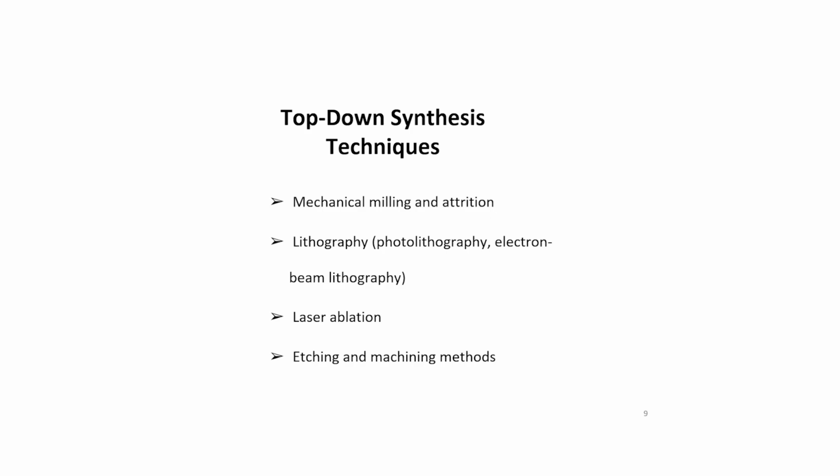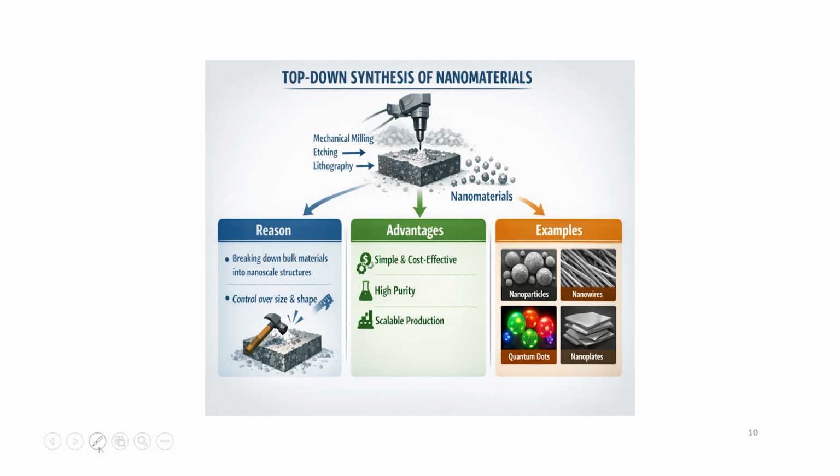So what you have learned so far is the top-down synthesis of nanomaterials. When you need to break down bulk materials into nanoscale structures, you use the top-down technique. Here you have control over the size and shape. This is very important. The reason you use this technique is that we want to have control over the size and shape, so you use the top-down synthesis for nanomaterials.